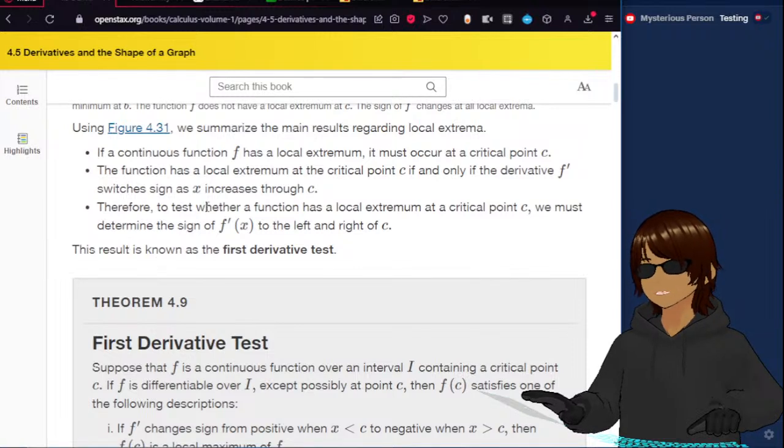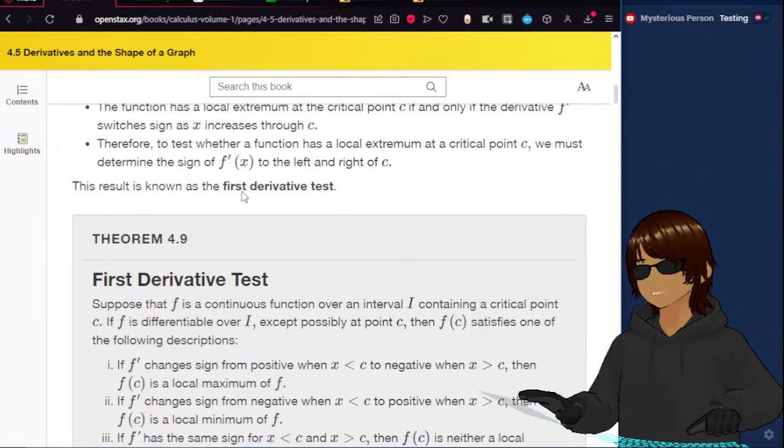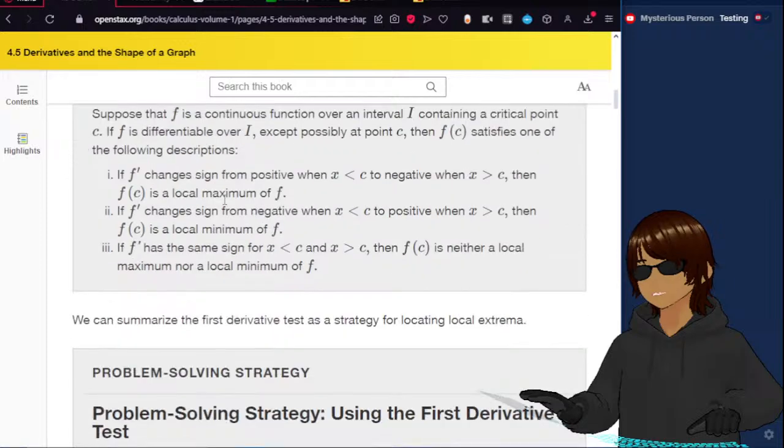To test whether a function has a local extremum at a critical point c, you must determine the sign of f prime of x, the derivative of f of x, to the left and right of c. This is known as the first derivative test.